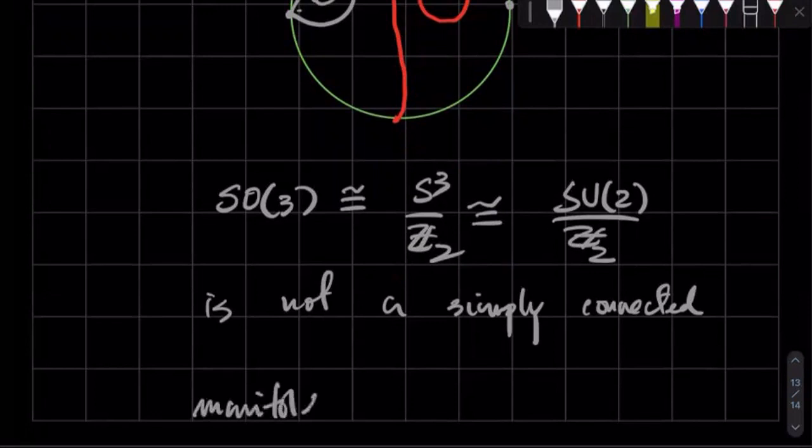Okay, and so let's take a break, and when we come back, let's take 15 minutes, so let's meet back here at 6:30. When we come back, I'll give you an even simpler example of a non-simply connected manifold, okay?